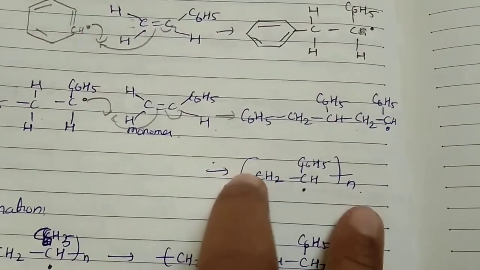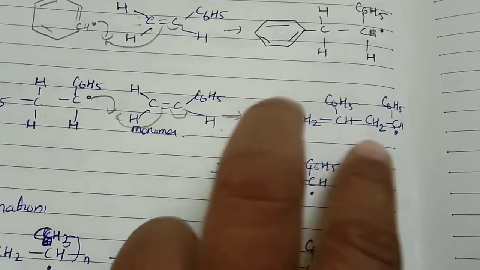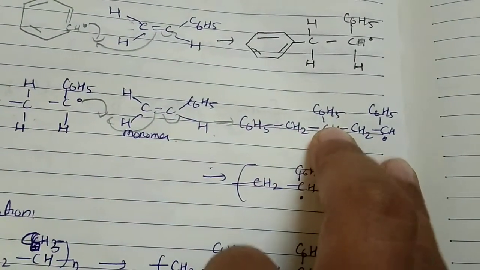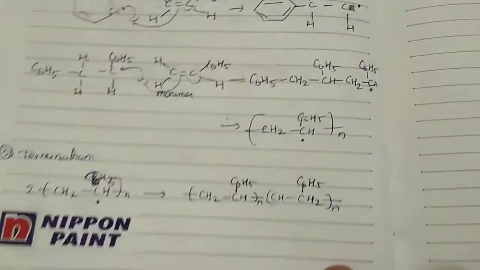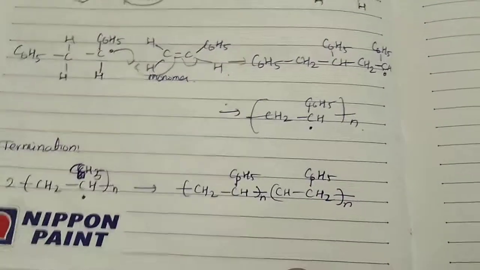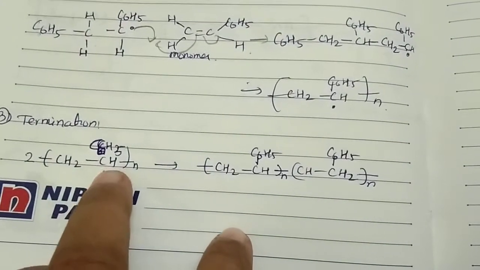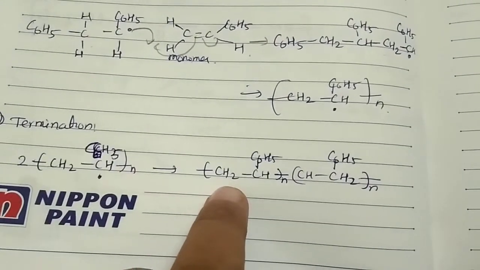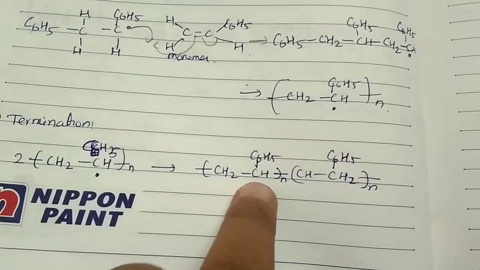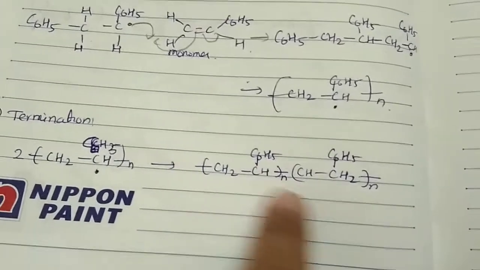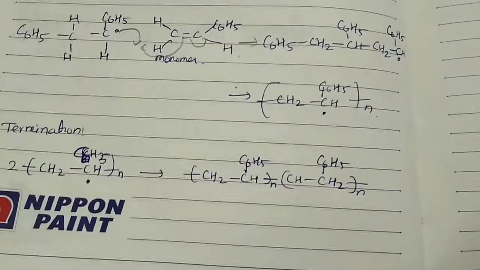So this is the continuous one. So we have to write this (CH2 CH C6H5) n times. So addition of this monomer, we are getting the structure. Then termination. 2 molecules of CH2 CH(C6H5) n times, the combination of, you have to write 2 times. So we are getting the structure.